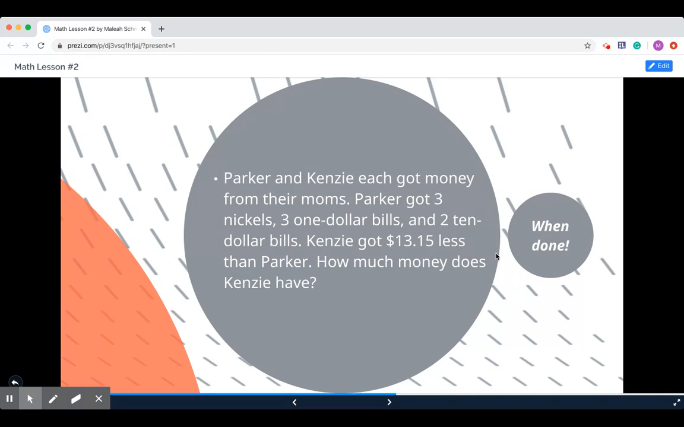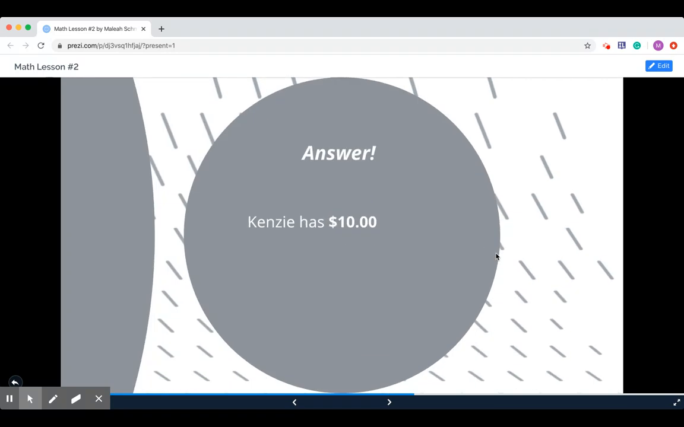So Parker and Kenzie each got money from their moms. Parker got 3 nickels, 3 $1 bills, and 2 $10 bills. Kenzie got $13.15 less than Parker. How much money does Kenzie have? How much did she get? Now that you have solved that word problem, let's go over our answer. So Kenzie got $10.